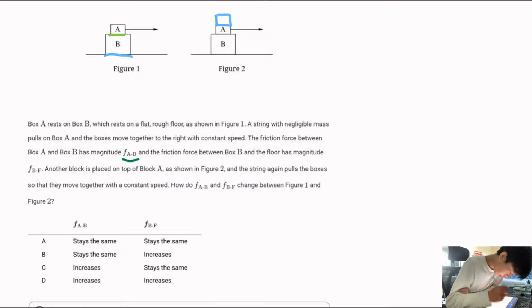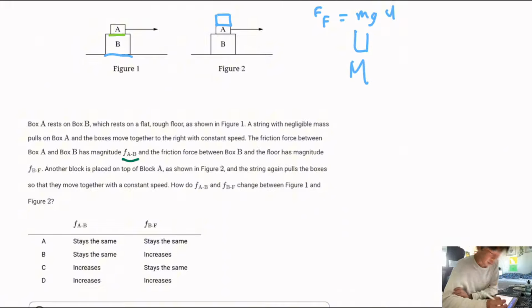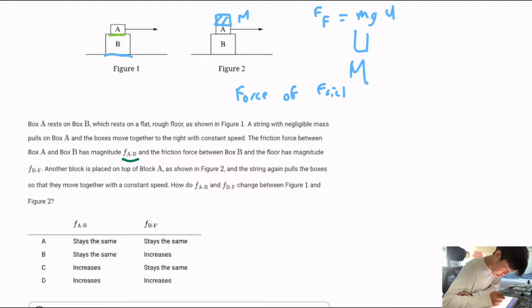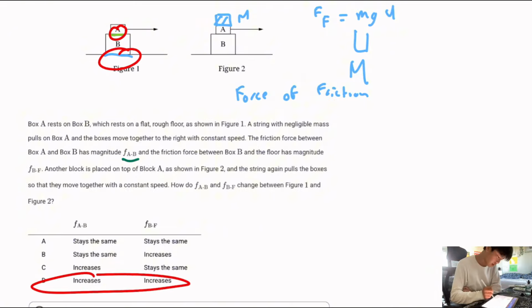So how do we calculate friction force? Is it F_f equal to mg mu, where mu is just the coefficient of friction, right? So as we can see here, it's directly proportional to m. So as m increases, the force of friction also increases. So when we add another box that has mass m, that's how you know the force of friction increases throughout the entire system. So that means it increases between A and B, and also B and the floor, which means it's D. Okay?